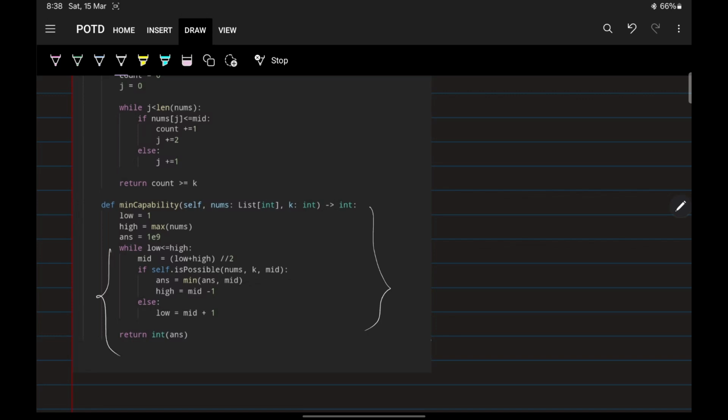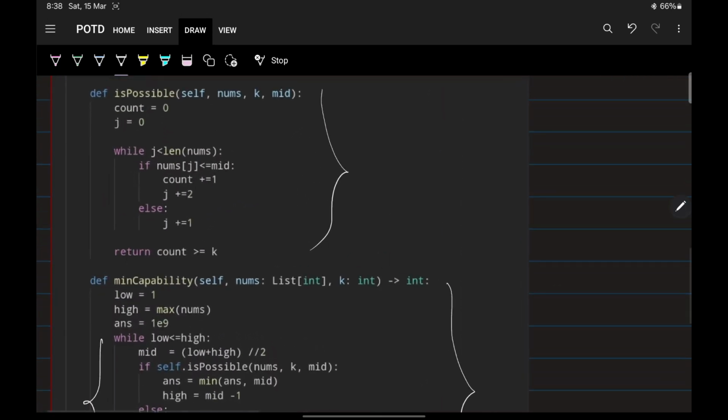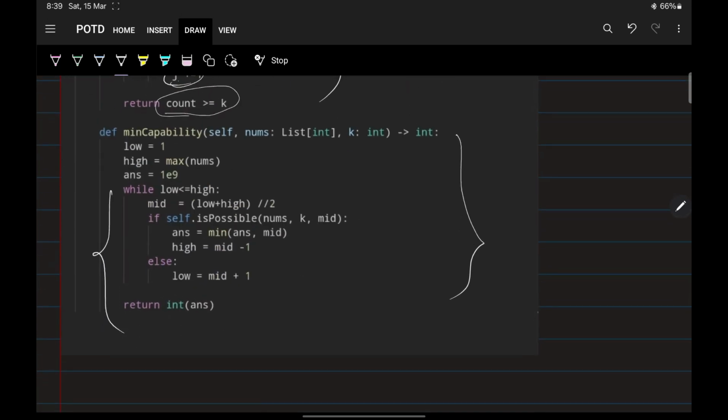I am using binary search over here, and again I am having the possible function. The only change is that if I am picking up any element, I increase the count and jump to the next index, because I can't pick up adjacent indexes. If I pick up this, I have to jump here, that is index plus 2, or else if I don't pick up this, I will just go here, that is index plus 1. That is what I am doing here, and I am checking if I can rob at least k houses, that is greater than or equal to k, I am returning true. And this is what I am doing here.